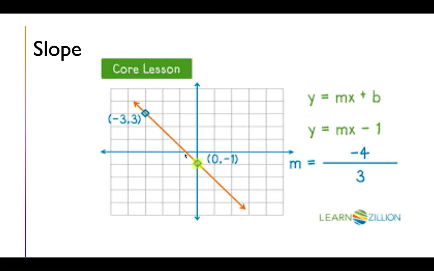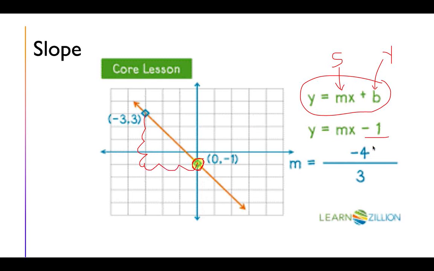This is still negative. We have our formula, y equals mx plus b. M is your slope. B is your y-intercept. And we can see that this graph crosses the y-axis at -1. And if we do our slope, we go 1, 2, 3, 4, and over 1, 2, 3. And it's negative because we're going downhill.